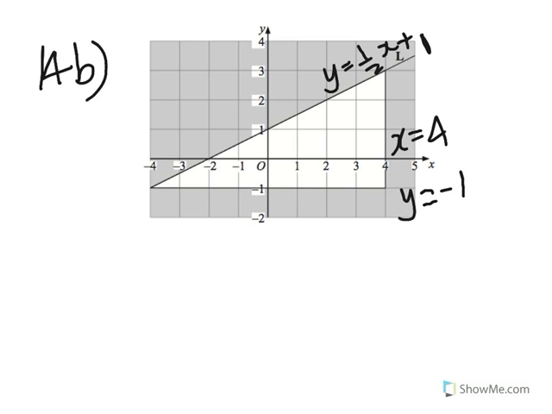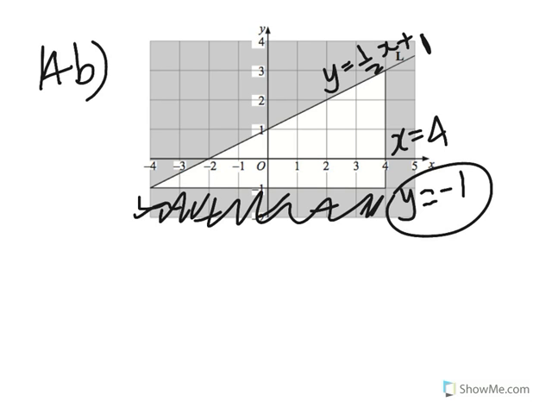Now, since it's an inequality, we got to figure out how to make this shaded region, this red part which I've drawn, included. So first of all, we'll talk about this line over here, y is equal to negative 1. What we want is the part above it, we don't want anything below y is equal to negative 1. We want everything above it, so that means we want y greater than or equal to negative 1.